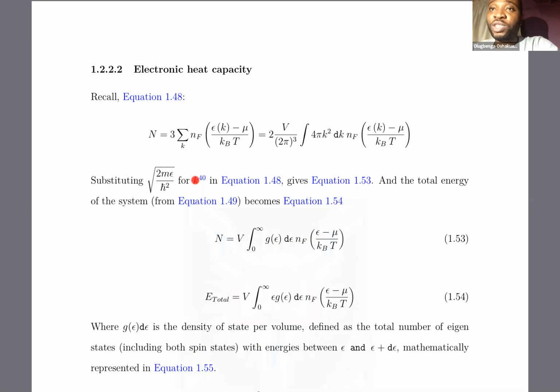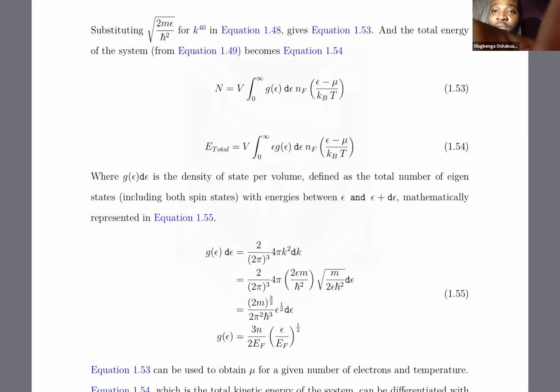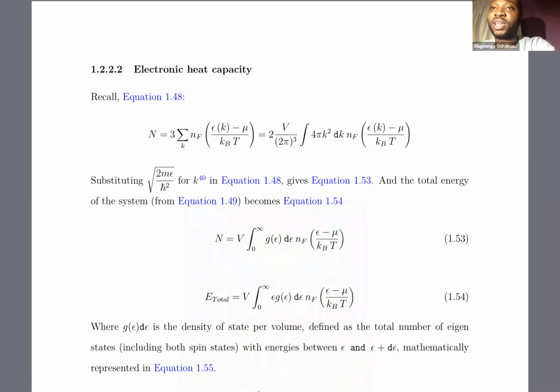I expect you to go through this footnote. It will guide you if you want to practice how you convert this particular expression to this expression. You need to go through footnote 40 if you have challenges doing that. Now again, we have the number of electrons in the system as n. The total energy of the system should not be a problem, because the only difference will be the energy term. The epsilon here is the only difference you will see between equation 53 and 54.